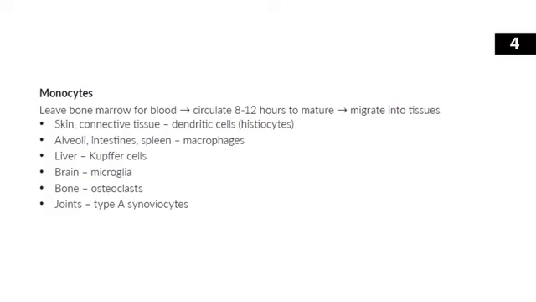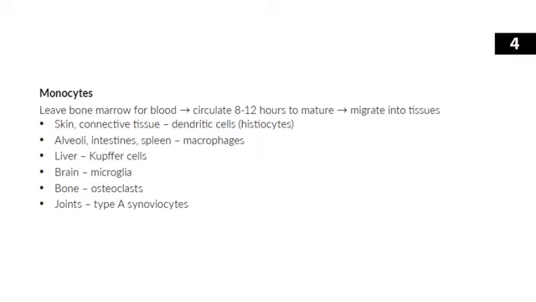Macrophages begin life as monocytes, which are produced in the bone marrow. Monocytes leave the bone marrow and travel through the circulation for around 8 to 12 hours, then they migrate into tissues to become macrophages and various other types of phagocytes. In the skin and connective tissue, they become dendritic cells, or sometimes we call these histiocytes, those professional antigen-presenting cells. And dendritic cells are really found throughout the body, but they were first identified in the skin.